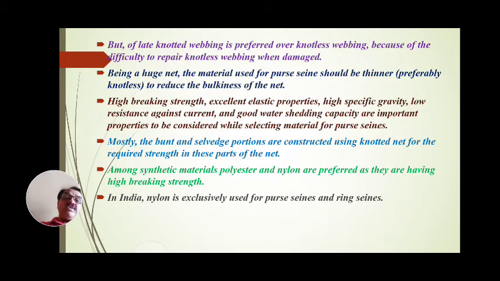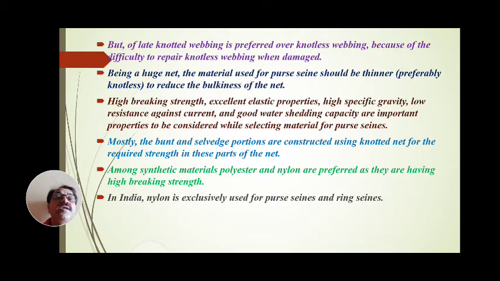These are the properties we consider when selecting material to fabricate the purse seine: high breaking strength, excellent elastic properties, high specific gravity, low resistance against current, and good water shedding capacity. These are important for fabricating the purse seine.